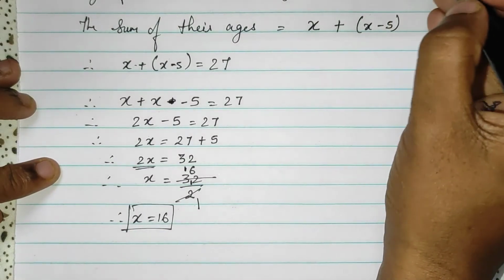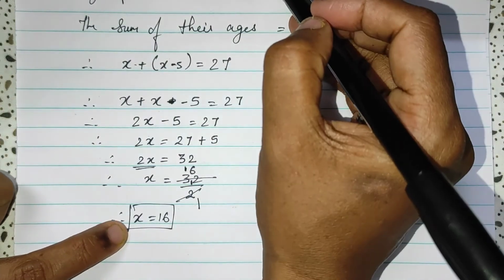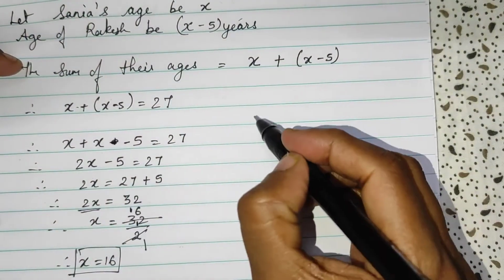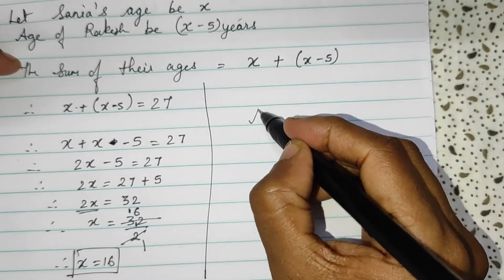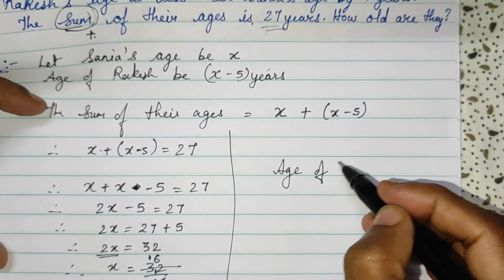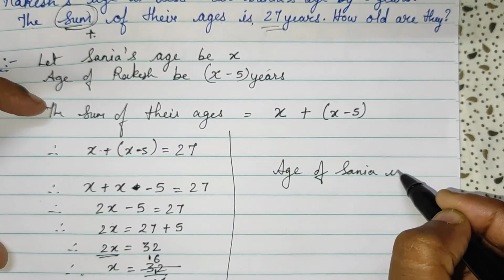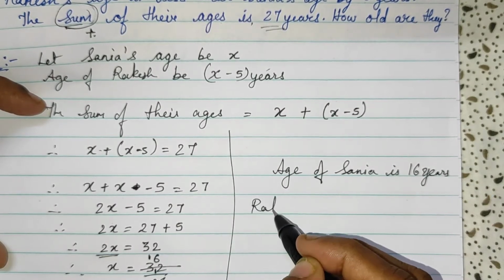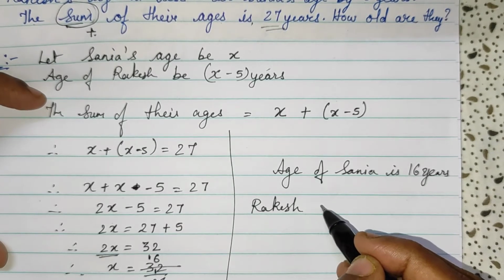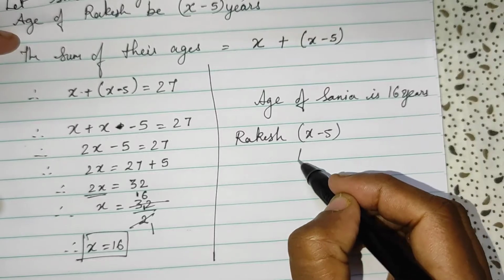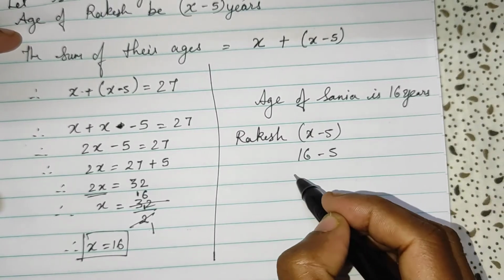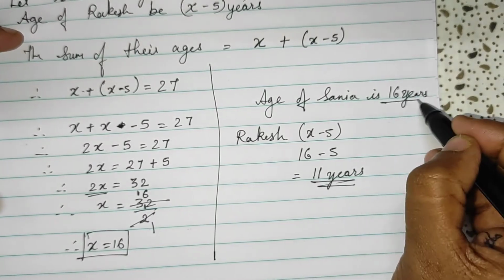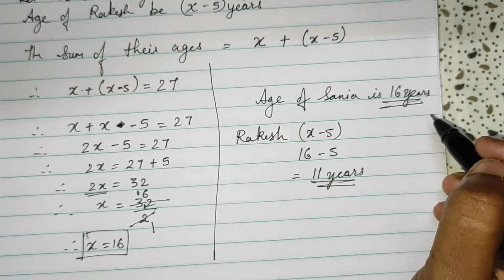What they have asked: how old are they? So x, who was x? Sania. Sania was x, so the age of Sania is 16 years, and Rakesh is younger, so x minus 5, that is 16 minus 5, which equals 11. So Rakesh is 11 years old and Sania is 16 years old.